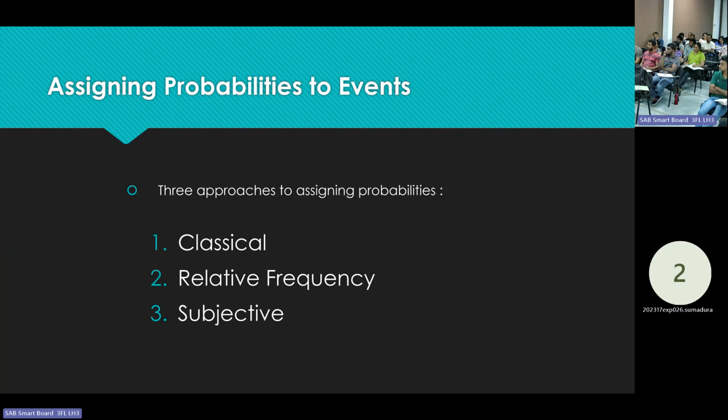So there are three different aspects. When you are doing it only once, classical. When you are repeating, relative frequency. When you don't have data, subjective approach. So that means all things are covered. Anyway, if you want the probability, somehow you can get it.